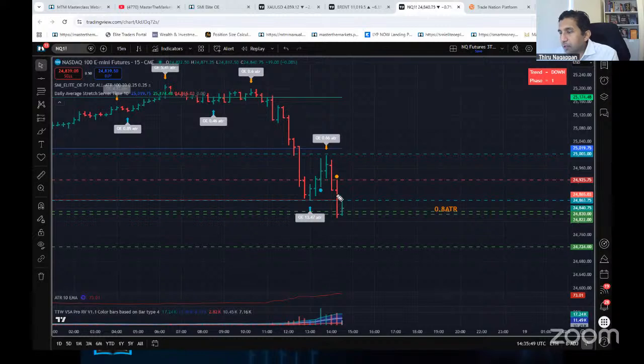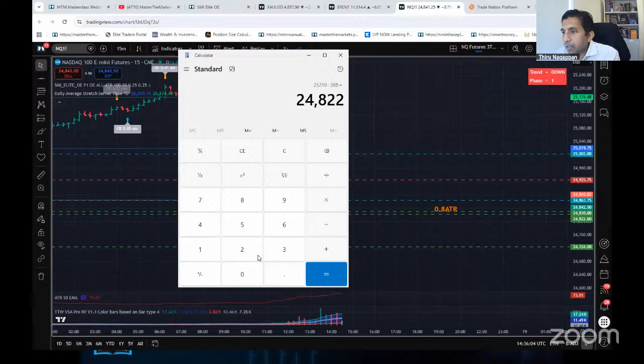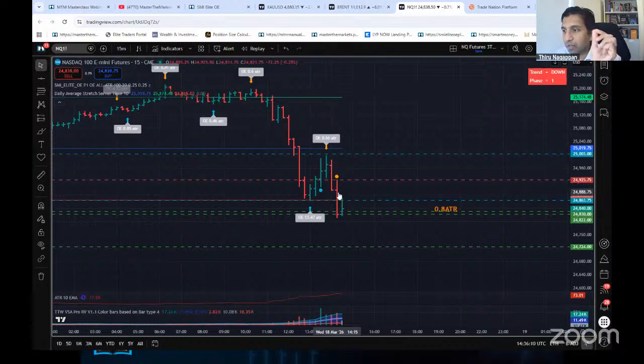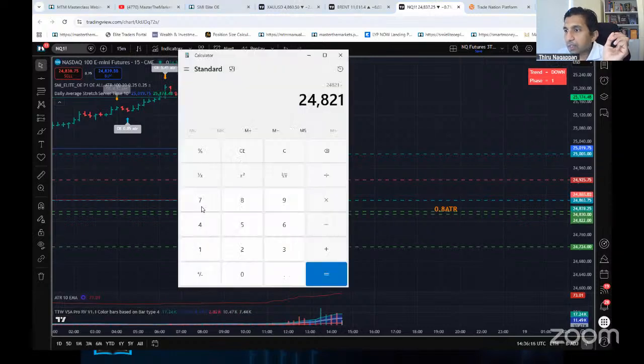Now, target 2, we've got some stats on this, which I'll go through a bit later. But we can also do the 1 ATR from the close of this bar here. So that's 77 points. The close price is 24,821. You'll see how this all makes sense later on when I talk about market structure, very critical. So 24,821 minus your 77, isn't it?